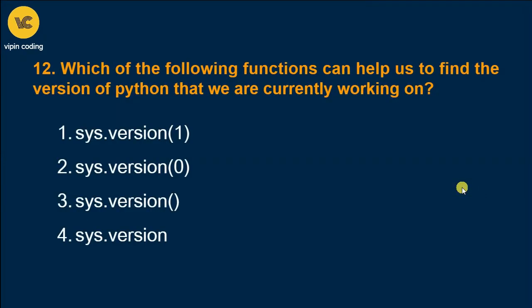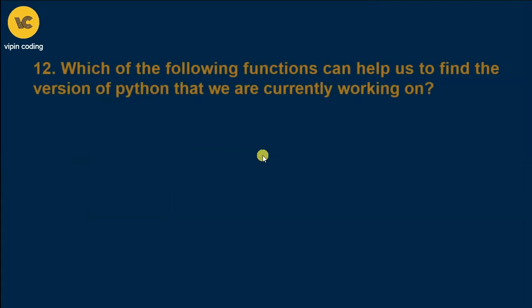Which of the following functions can help us to find the version of Python that we are currently working on? Our first option is sys.version, second one is sys.version passing value 0, third one is sys.version not passing value, and fourth option is sys.version, right? So what is it asking us? Which of the following functions can help us to find the version of Python?